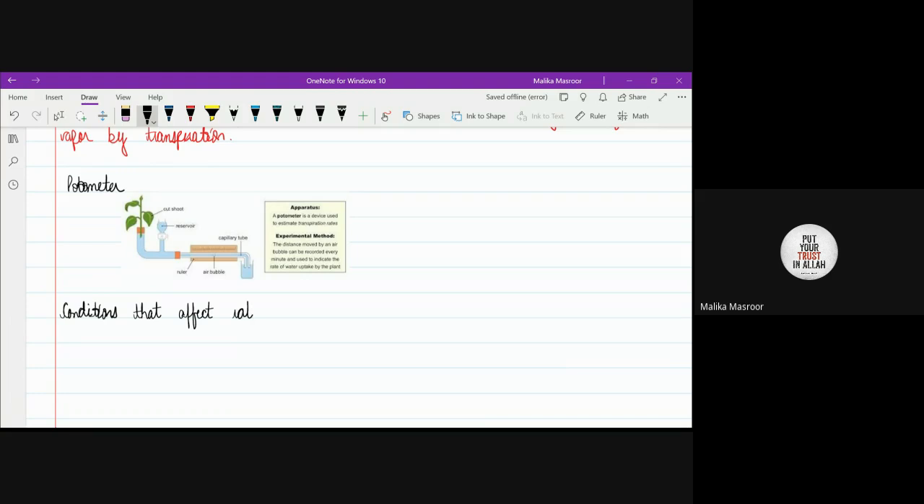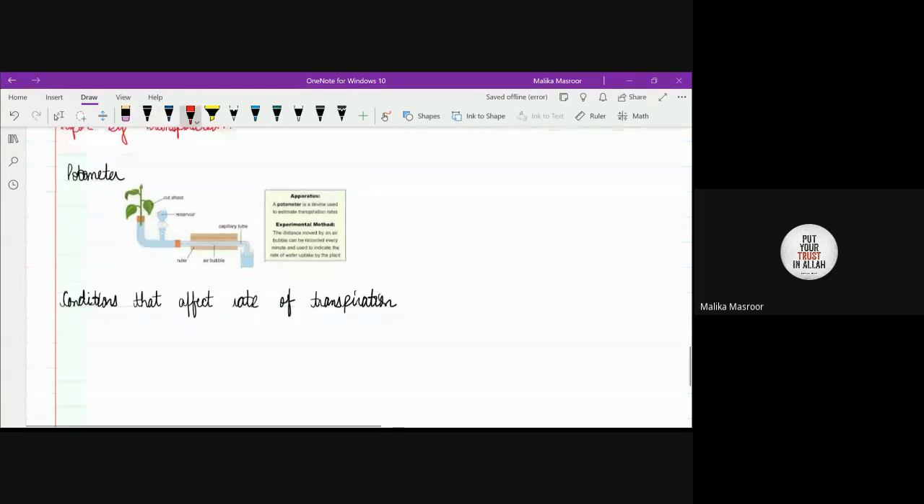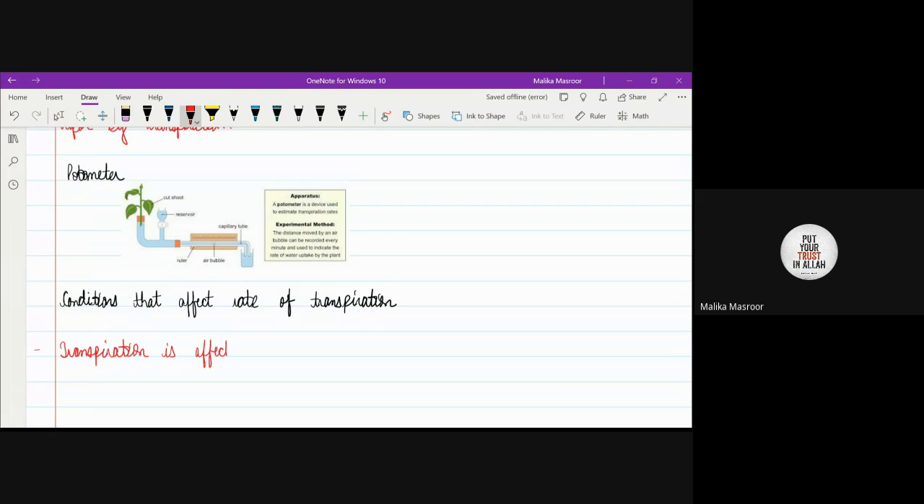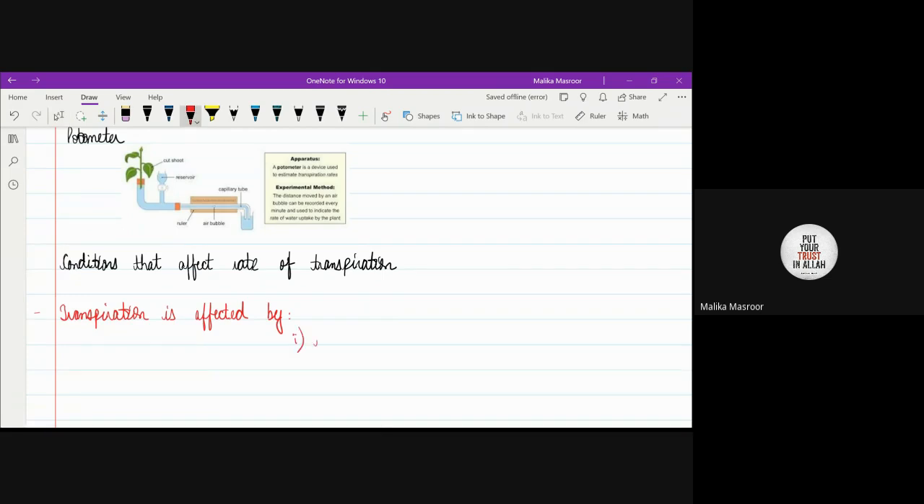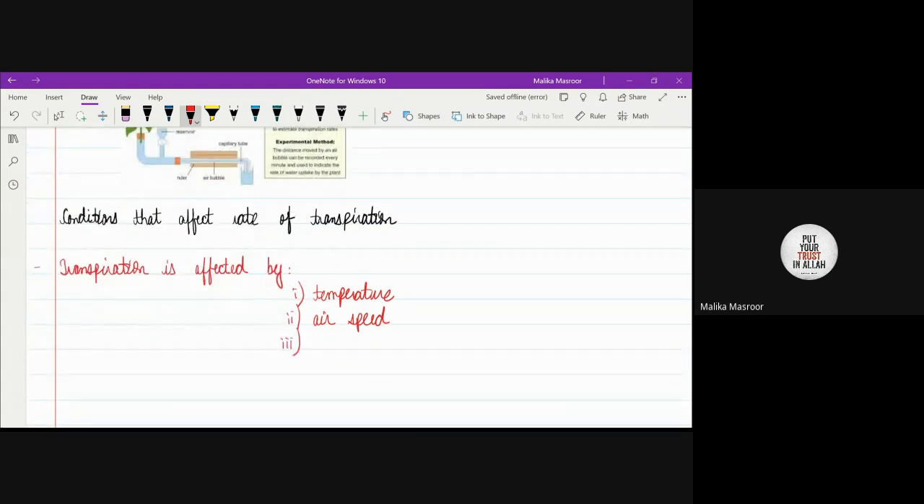Now transpiration is affected by the environment. So I will say transpiration is affected by temperature, air speed, and humidity. Let's talk about each factor.